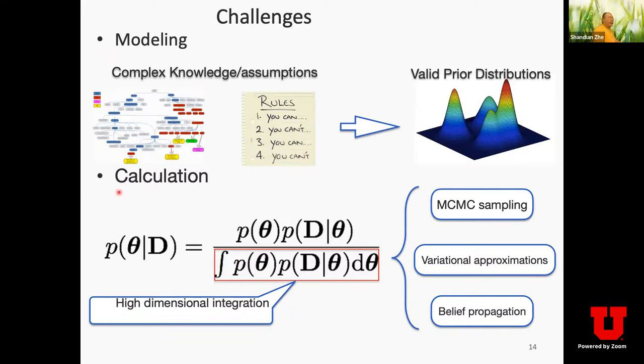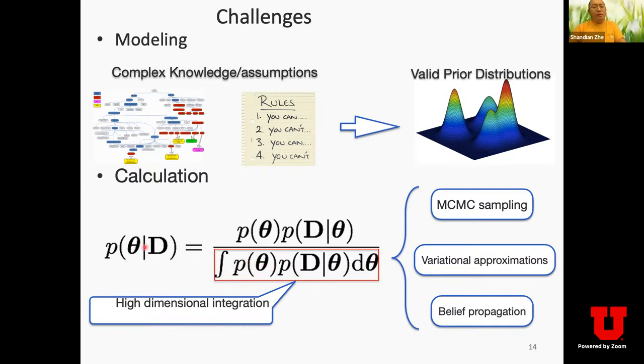Another challenge, and from my perspective a more important one, comes from the calculation. As we mentioned, the goal of probabilistic modeling and probabilistic learning is to calculate the posterior distribution of whatever we're interested in, given the data. From the standard Bayes rule, we know that we need to multiply the prior with the likelihood, then normalize by the marginal distribution. This normalization is actually the integral of this product. So the key bottleneck comes from this normalizer.